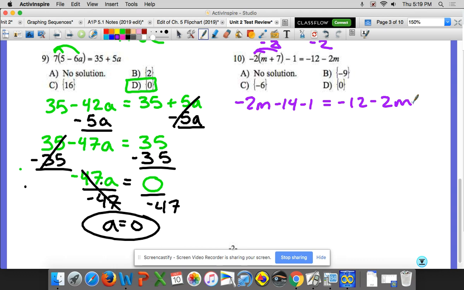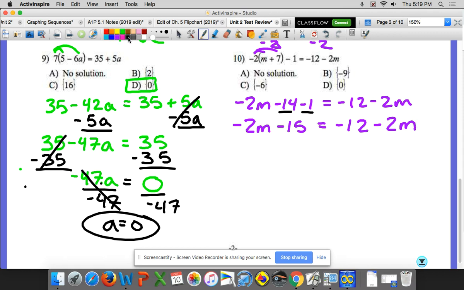So we have negative 2m minus 14 minus 1. This time we do have like terms in negative 14 and negative 1. They are both constants, so we're going to combine them. So we have negative 2m minus 15 equals, and then we just bring down the right side because we haven't done anything to it. So we have negative 2m minus 15 equals negative 12 minus 2m.